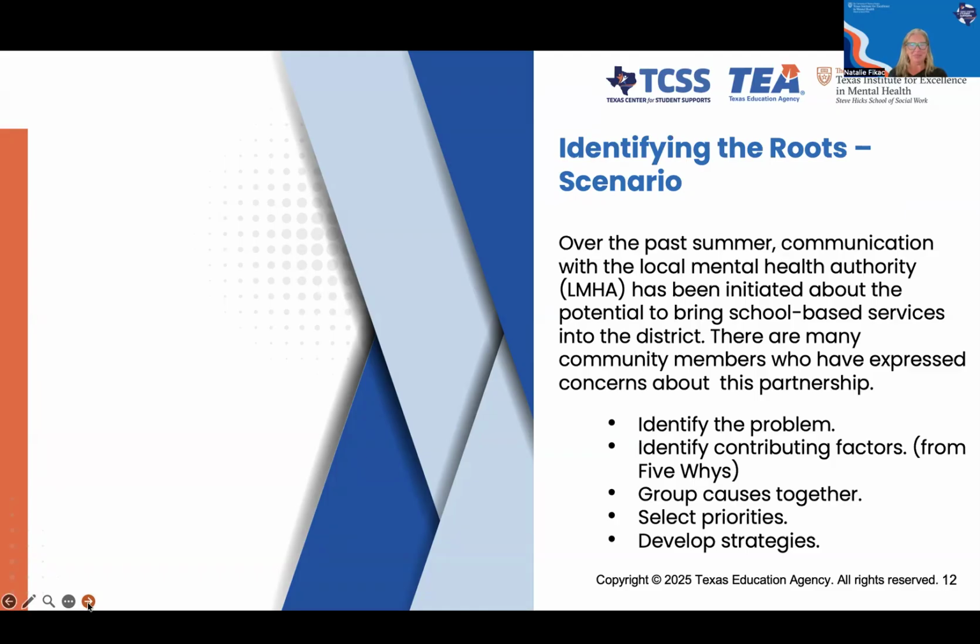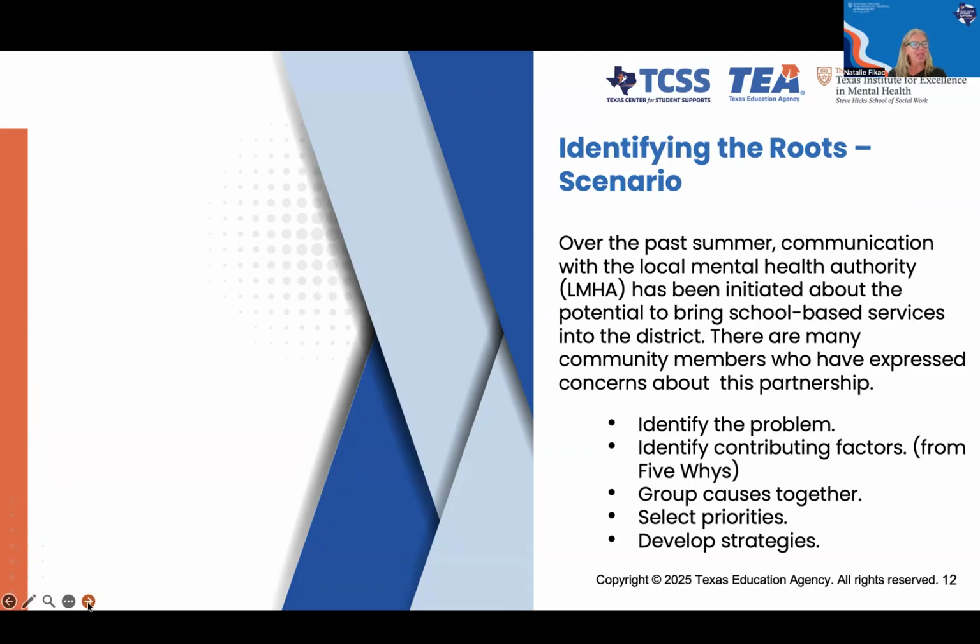Let's walk through these steps together. Step 1, identify the problem. What is the problem identified? The problem is there are currently not school-based services in the school district, and there are community members expressing concerns.